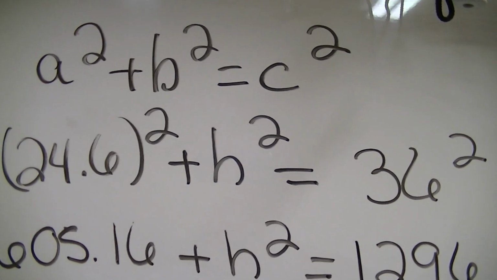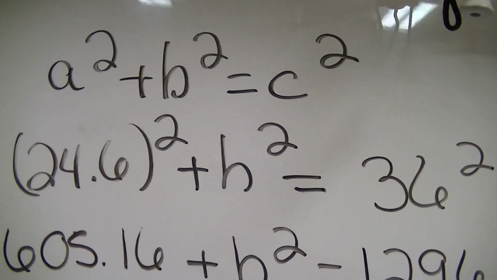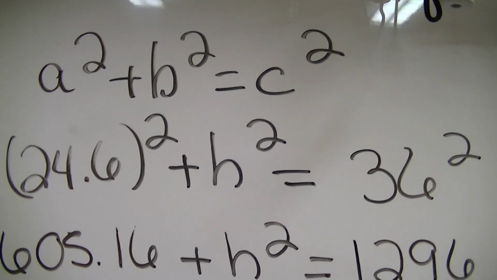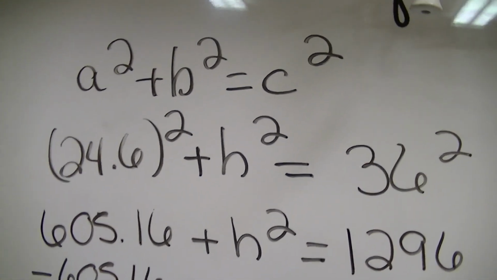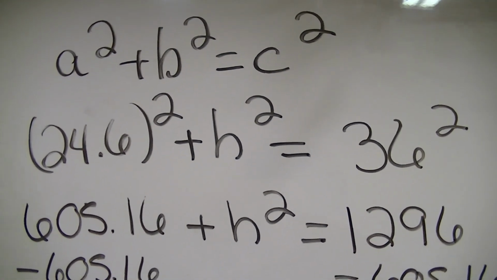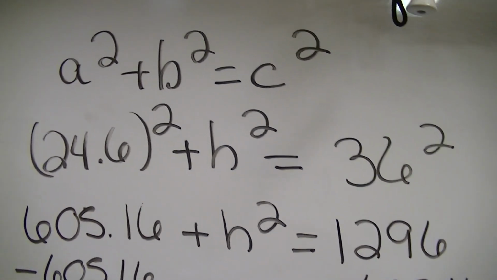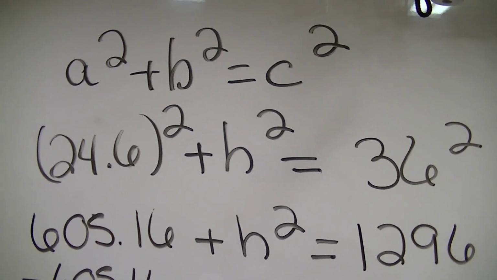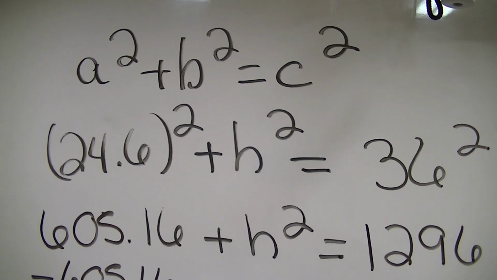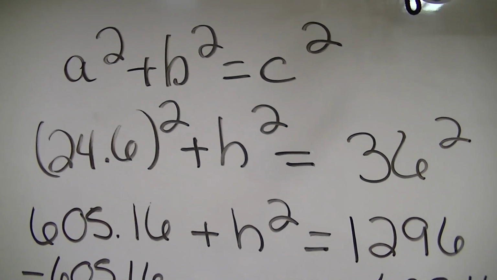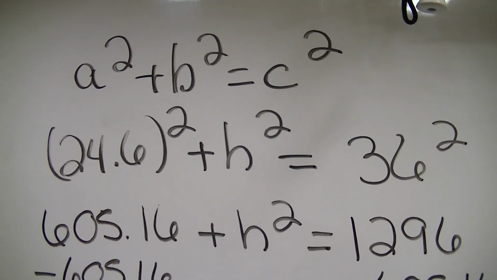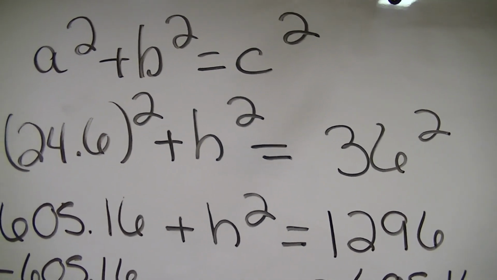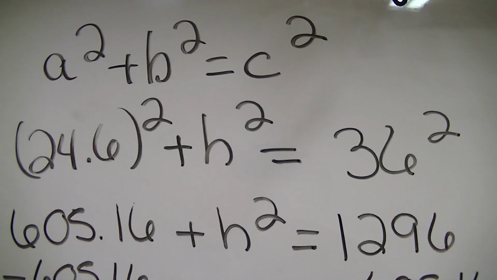So again, I just popped in that 24.6. I put it in parentheses because I got to square it. And then I say plus h squared equals 36 squared, not 36 times 2. That's 36 squared. All right, so now I'm just going to square my numbers. And 24.6 times 24.6 is 605.16 plus h squared, it's going to stay like that because we don't know what it is, equals, what's 36 times 36? 1296.